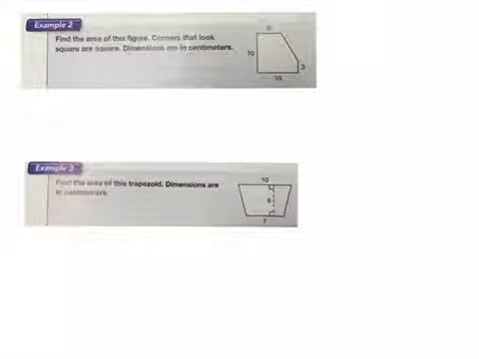Alright, let's do another one. This one I might have to cut a couple times. So, let's see. If I cut it horizontally here, again, same instructions. Find the area of this figure. Corners that look square are square. Dimensions are in centimeters now. So there I have this square down here. Notice that's 3 by 10. So I have this red square. And if I cut it vertically right here, I get this green triangle. And then I have this blue rectangle over here.